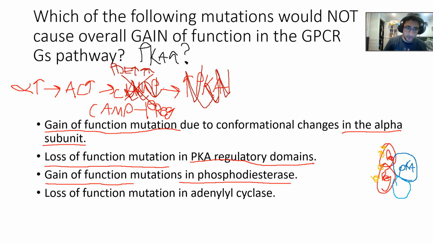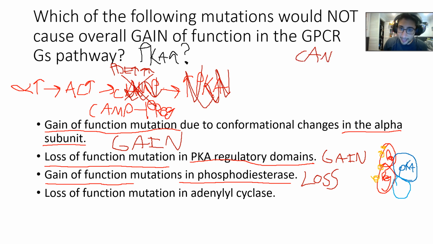So just to repeat, so far, this does cause a gain of function. This does cause a gain of function. This one caused a loss of function. A gain of function mutation in the phosphodiesterase makes it more active, which causes less cyclic AMP to be present because it's going to be converted from cyclic AMP to 5' AMP. So that gain of function of phosphodiesterase is going to decrease the amount of cyclic AMP, which is going to prevent the release of PKA from the regulatory regions.